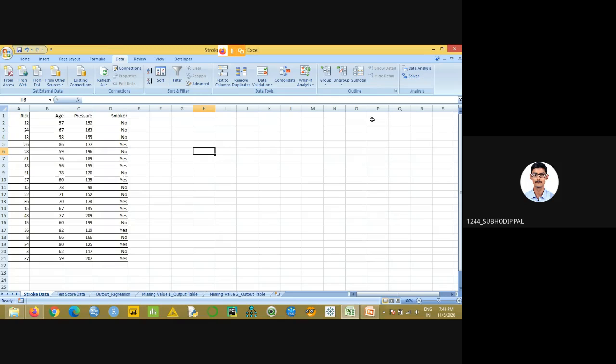As we have enough time, let me show how to run regression. Do you want me to show regression? How can we do that in Excel?